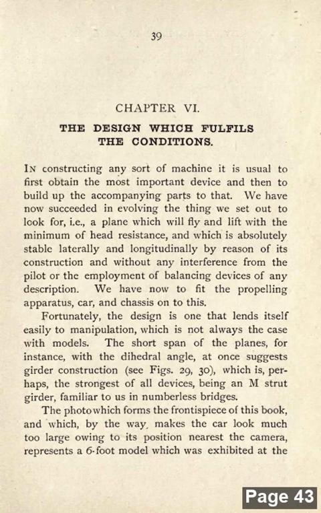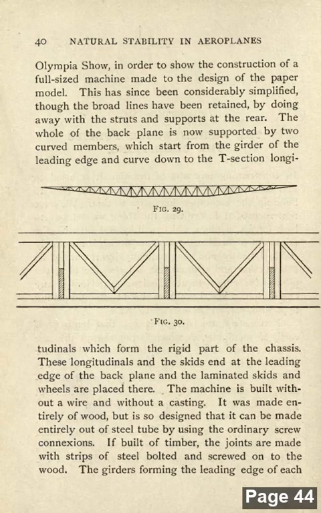The photo which forms the frontispiece of this book, and which, by the way, makes the car look much too large owing to its position nearest the camera, represents a 6-foot model which was exhibited at the Natural Stability in Aeroplanes Olympia show, in order to show the construction of a full-size machine made to the design of the paper model. This has since been considerably simplified, though the broad lines have been retained, by doing away with the struts and supports at the rear.